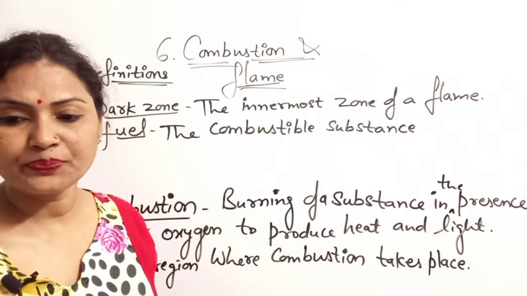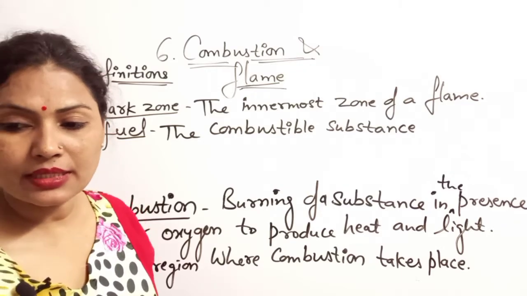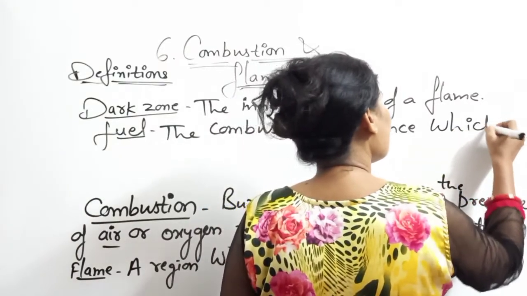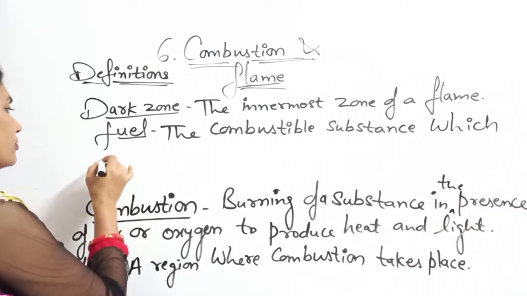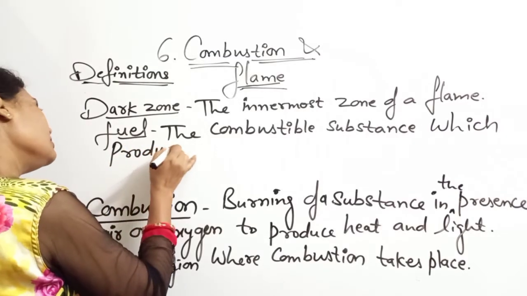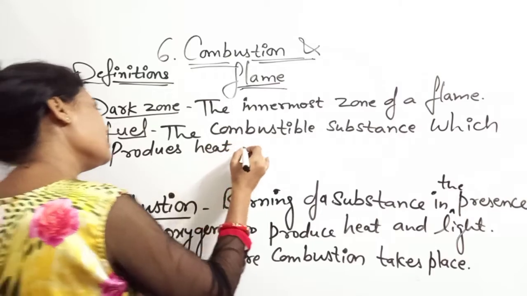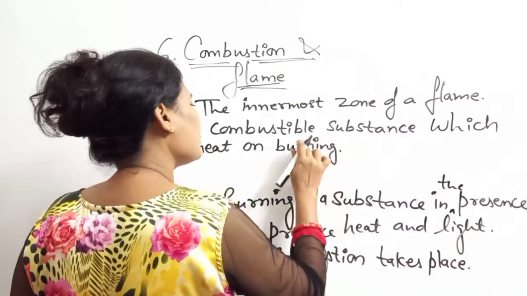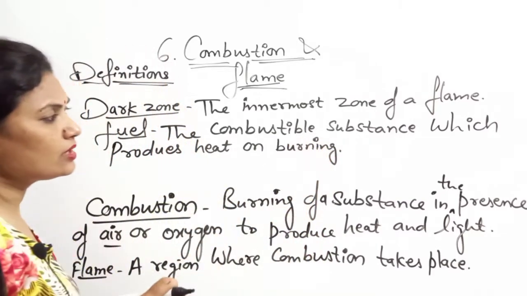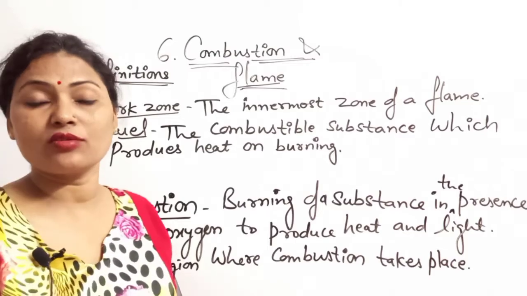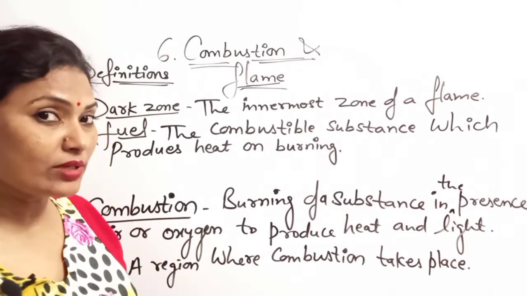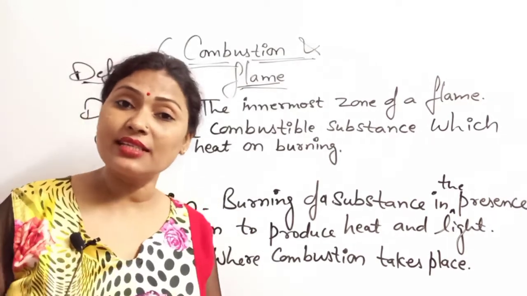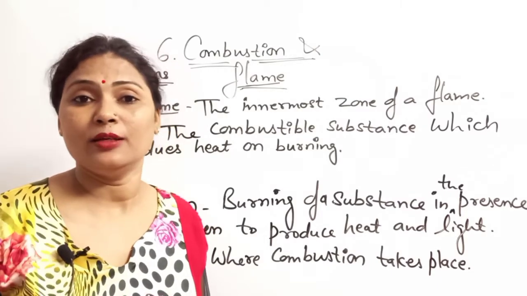So you can write that the combustible substance which produces heat on burning. Meaning when we burn any combustible substance, heat is produced by them, so that is known as fuel. And a combustible substance is that substance which can burn easily.